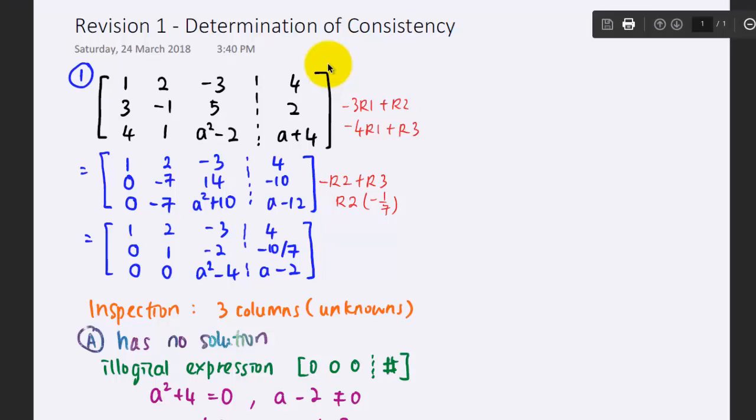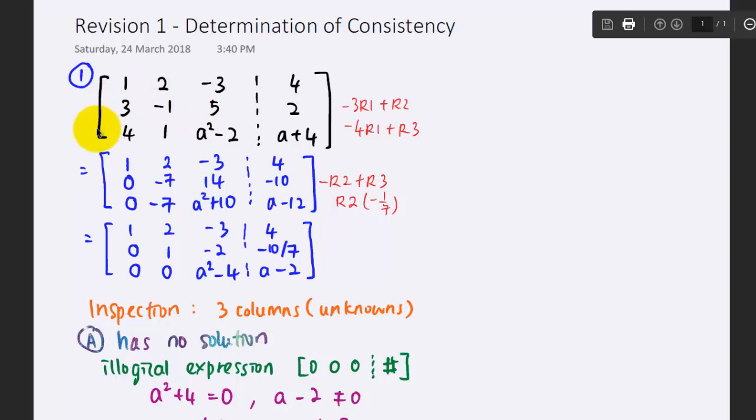The determination of consistency is for you to check whether the system of linear equations is consistent or inconsistent. If it is consistent, then what kind of solution would it have? One solution or infinitely many solutions? So let's say you have been given an augmented matrix form.